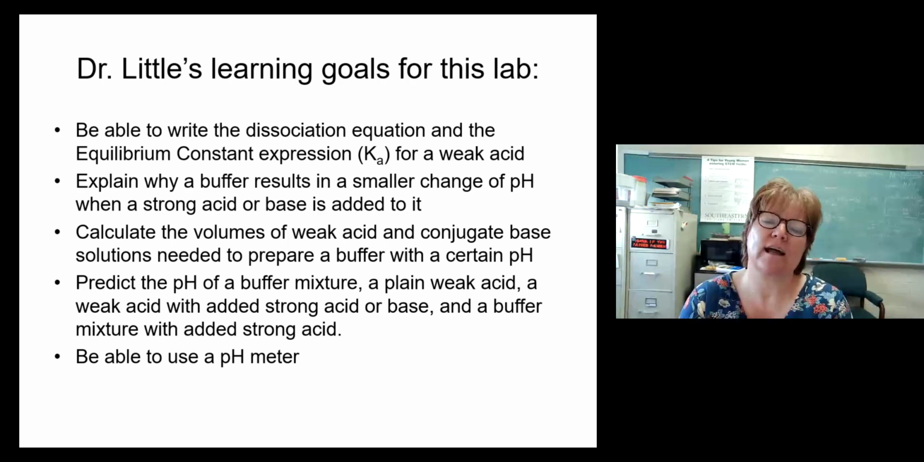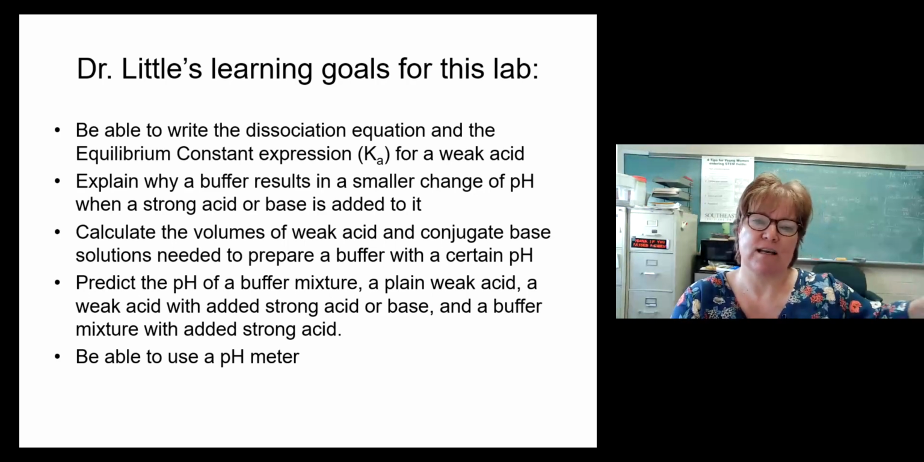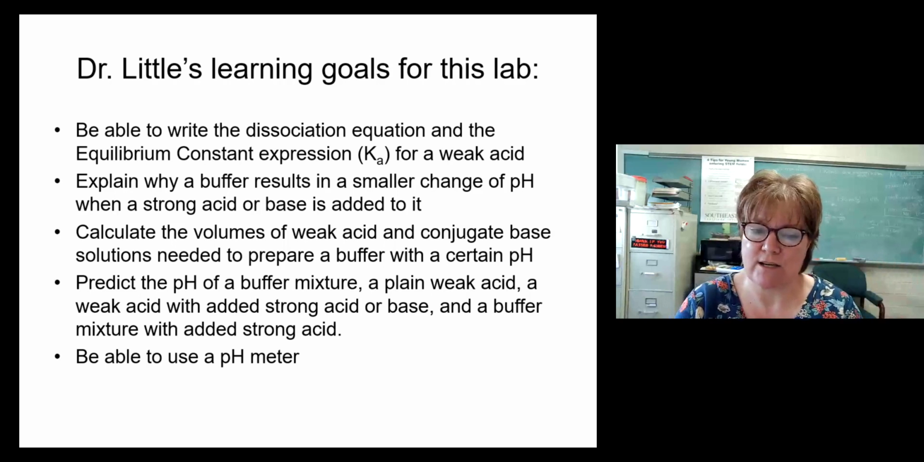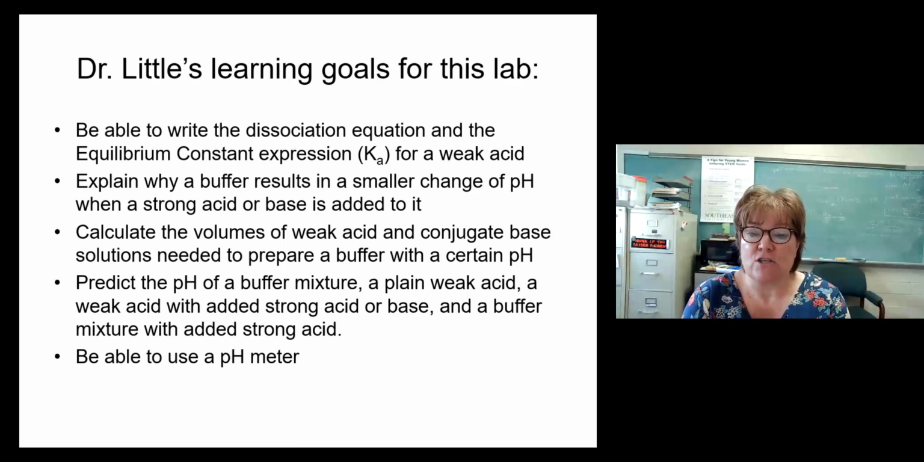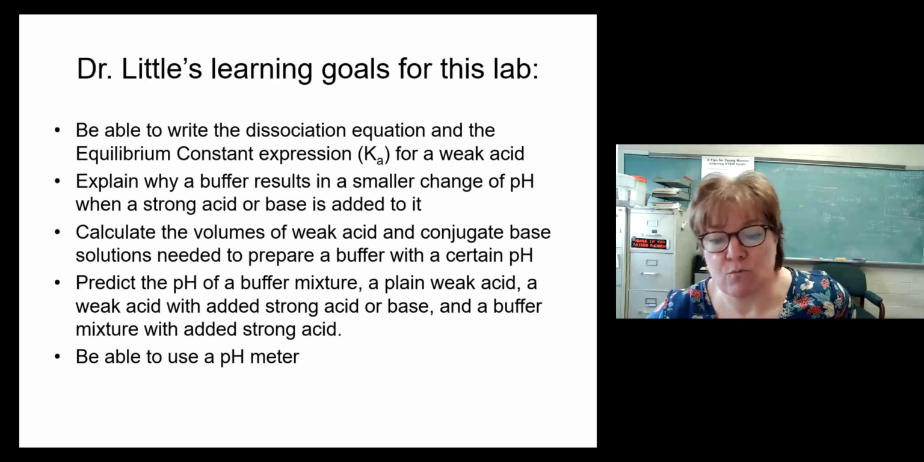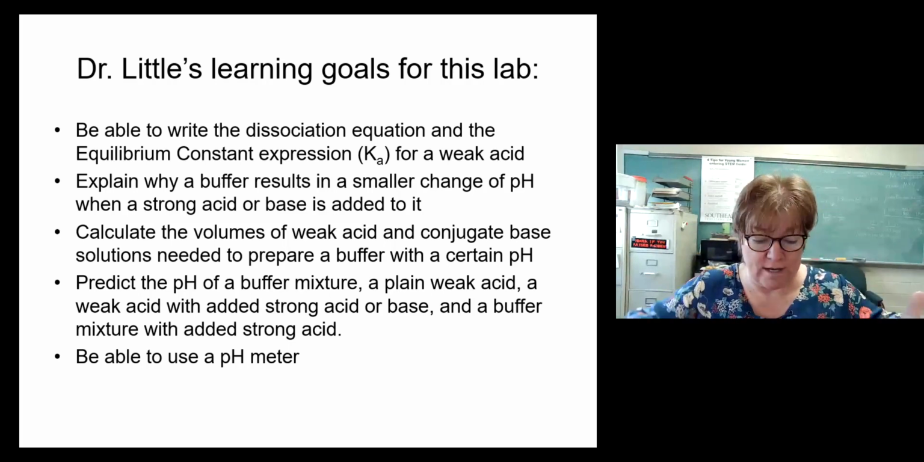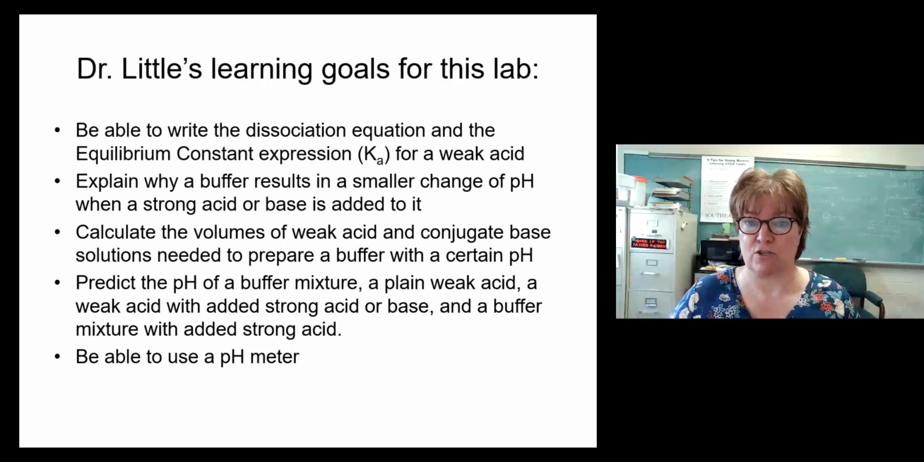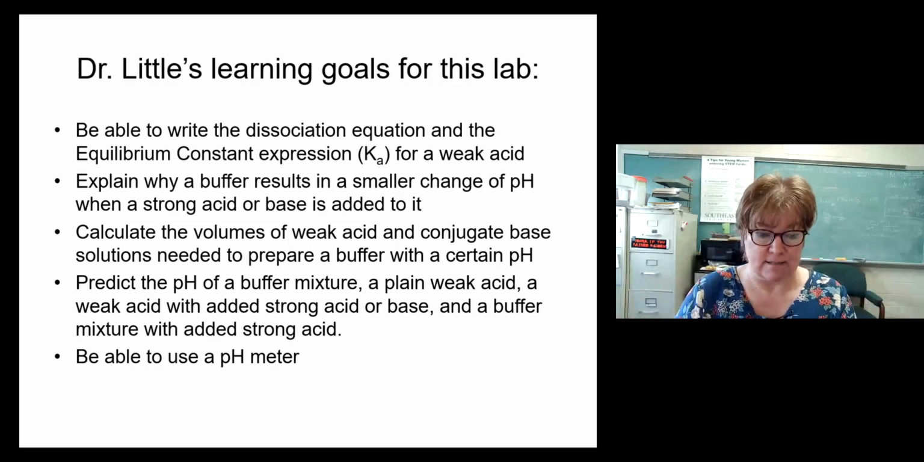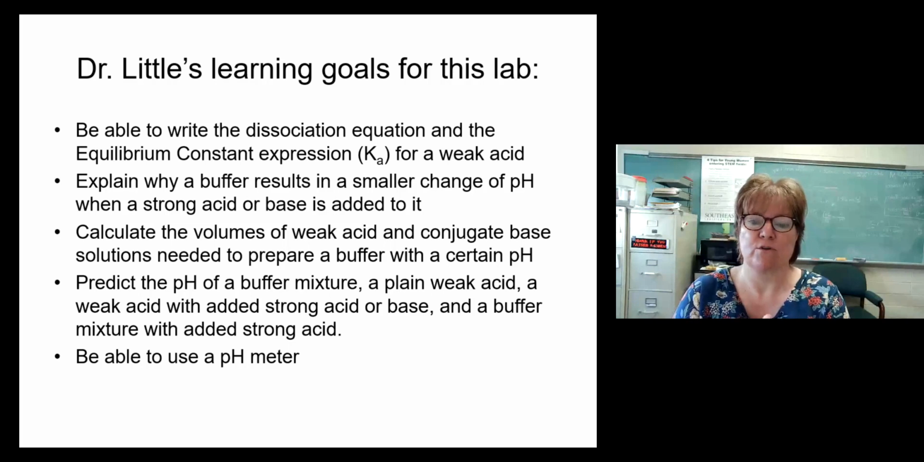Okay, so what we're going to get out of this lab, hopefully, we're trying to work with what you're doing in lecture. Writing a dissociation equation for either an acid or a conjugate base and its equilibrium constant expression. Mostly we're going to start with a weak acid, but in one case we're going to switch it for the conjugate base. So can you write the equation for the dissociation of an acid and its Ka expression? Then do you understand why a buffer results in a smaller change of pH?